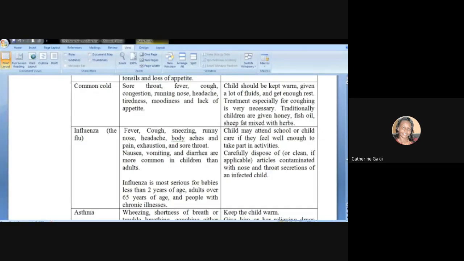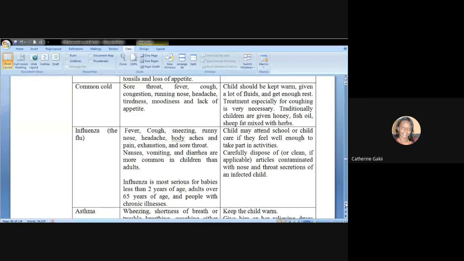Then treatments. How do we take care of common cold? A child should be kept warm, given a lot of warm fluids, not cold, and get enough rest. Bed rest, that is. Not sitting in the sitting room with open windows watching TV. No. Bed rest under warm beddings. So treatment for coughing is necessary.